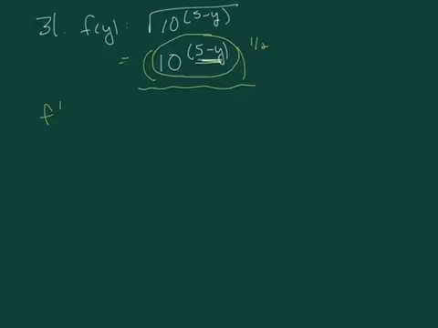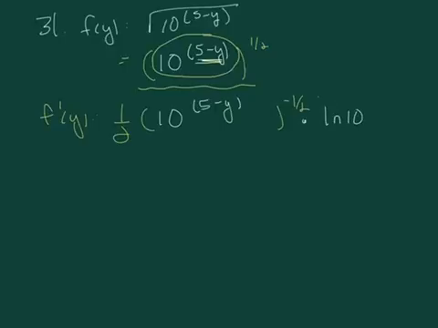So the derivative, f prime of y, is going to equal 1/2 times whatever's inside the parentheses to the negative 1/2. Well, inside the parentheses we have 10 raised to, let's use that third color, 5 minus y. All right, now we multiply by the derivative of what's inside the parentheses, because we've already taken the derivative of the outside when we said 1/2 and lowered the exponent by 1. So the derivative of the inside is going to be natural log of 10 times 10 to the 5 minus y.